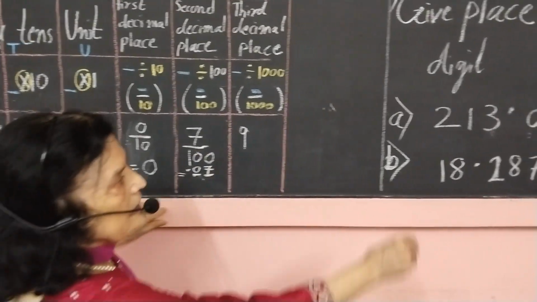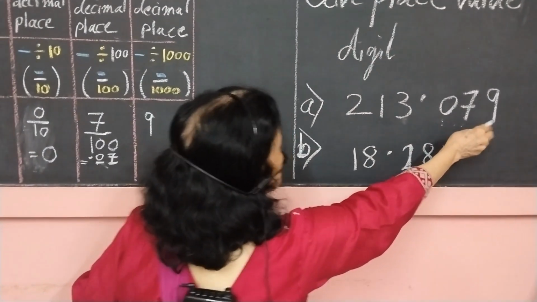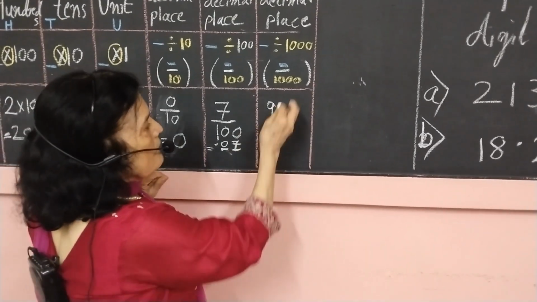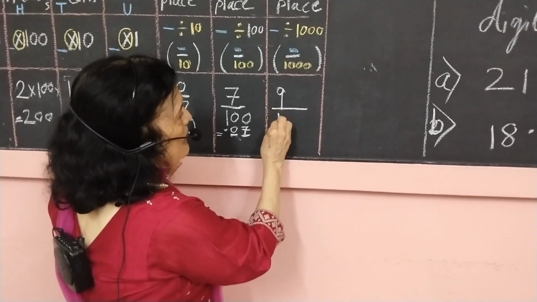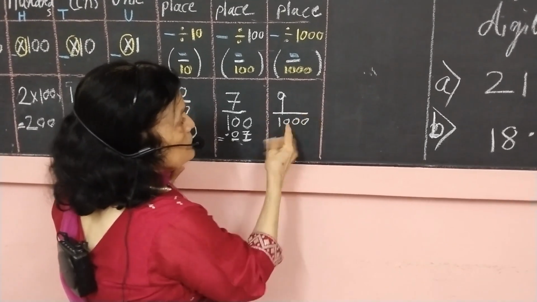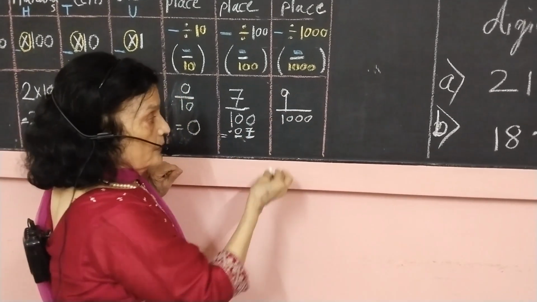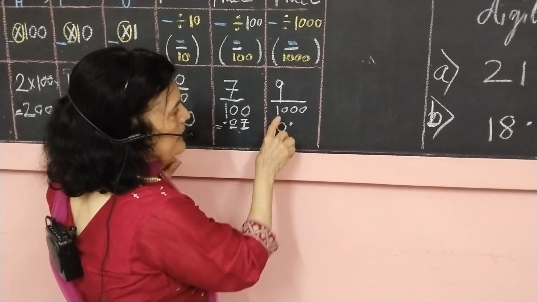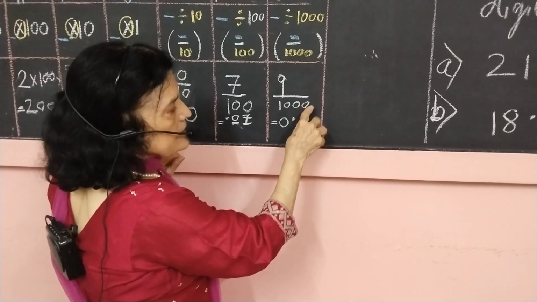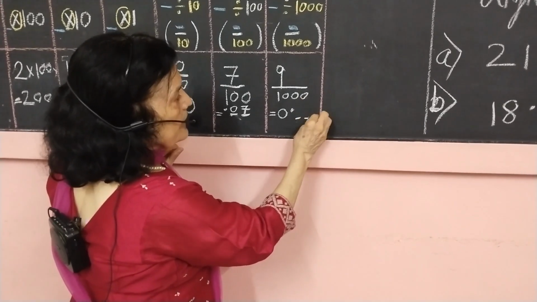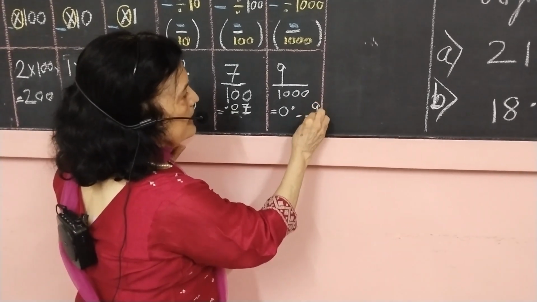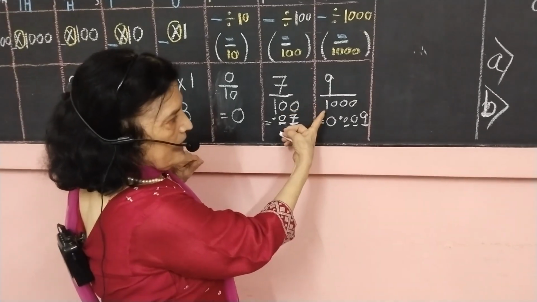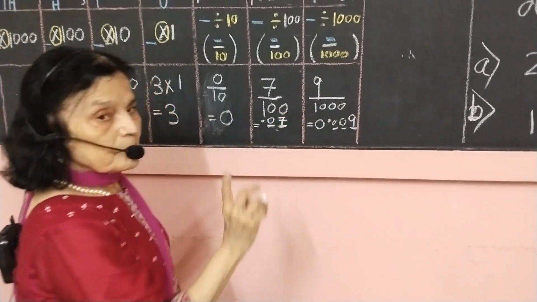Now we come to the third decimal place. 9 is the number given and hence we have to divide 9 by 1000. So this is its place value. But we can write it this way also. 0 point. On 1 there are 3 zeros. So 1, 2, 3 means 9 will come here, 0, 0. So either you can write it this way or this way as its place value.